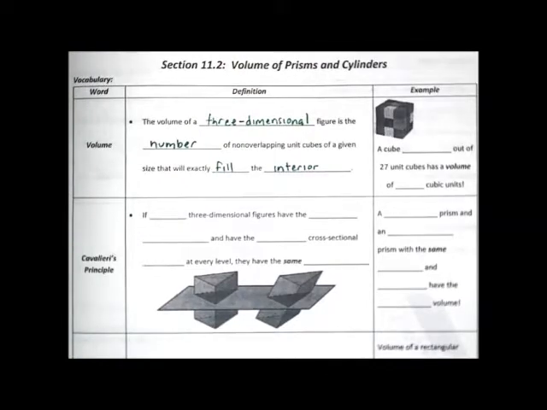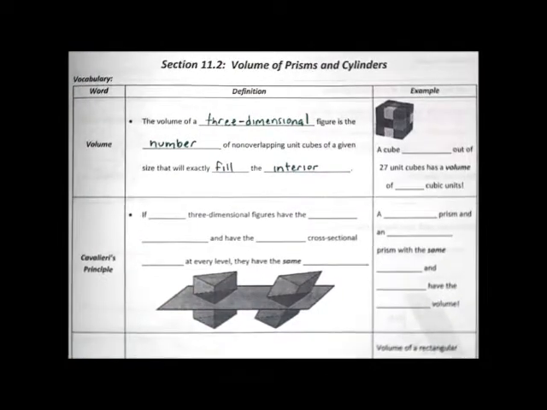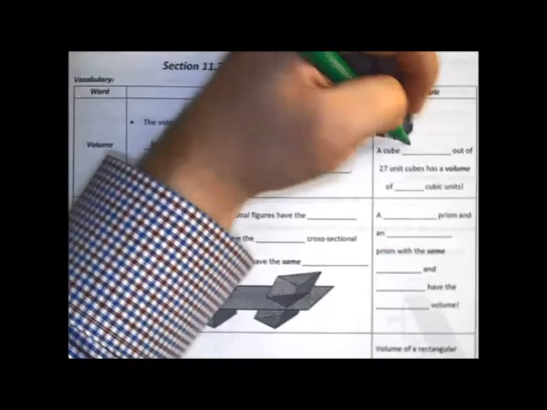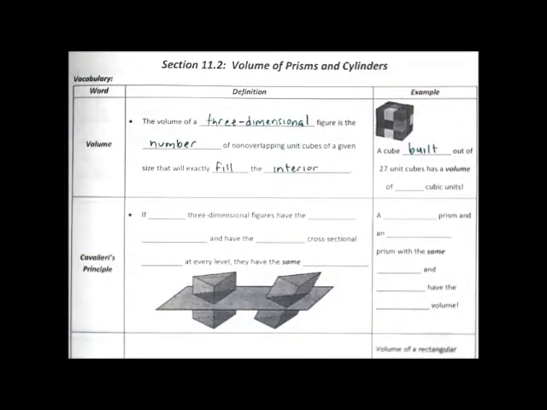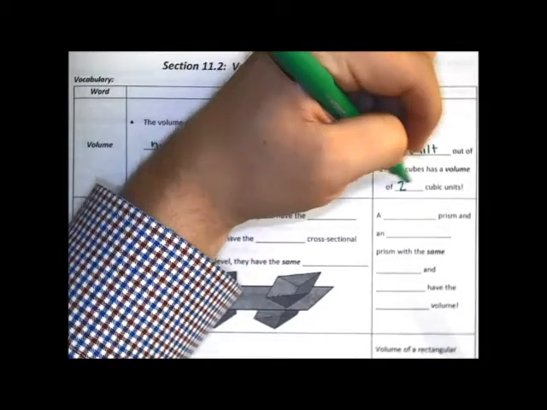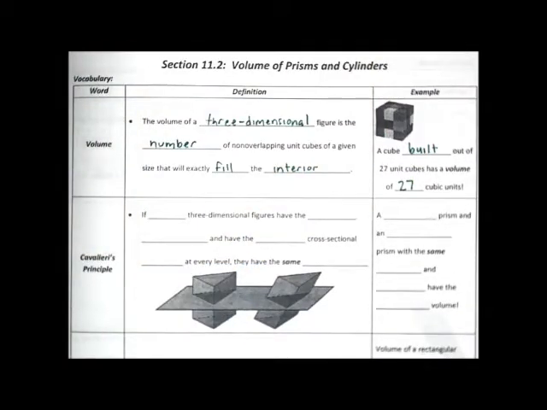So when we come over to the right and we look at this example, we know that a cube built out of 27 unit cubes has a volume of 27 cubic units. What I want you to take away about volume is that we want to know how much stuff a figure or a solid takes up, how much stuff is inside of it. That's really what we're going to be doing in this section.